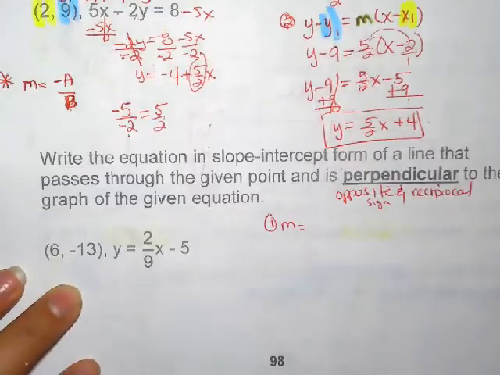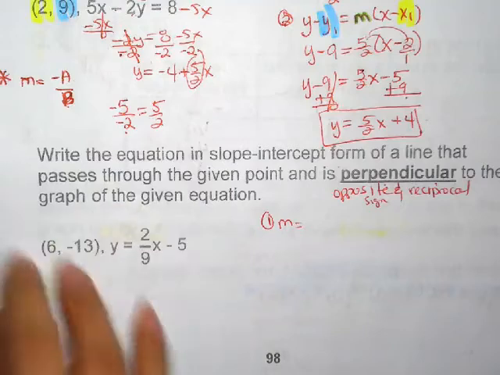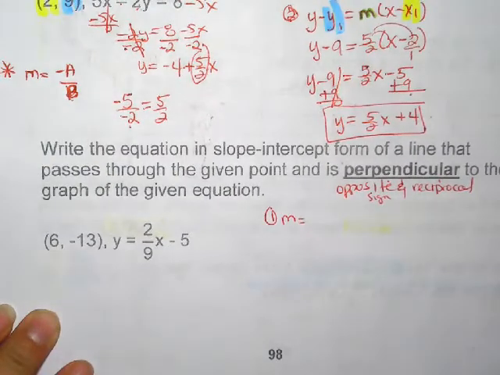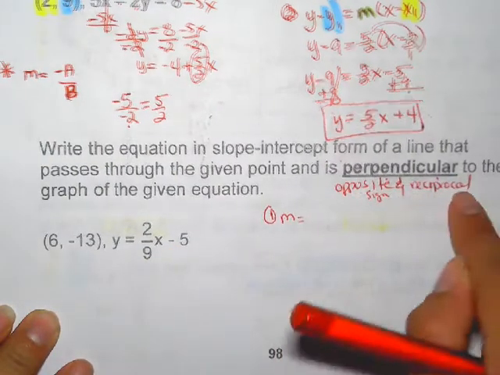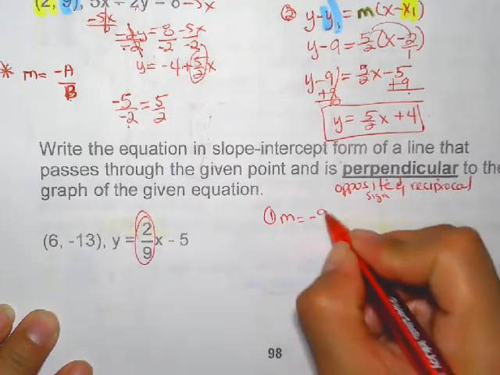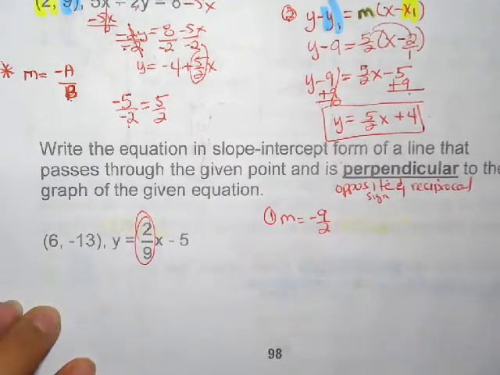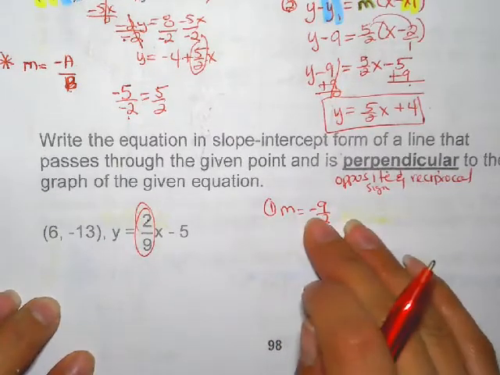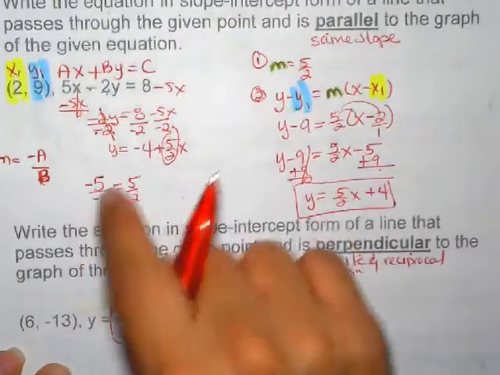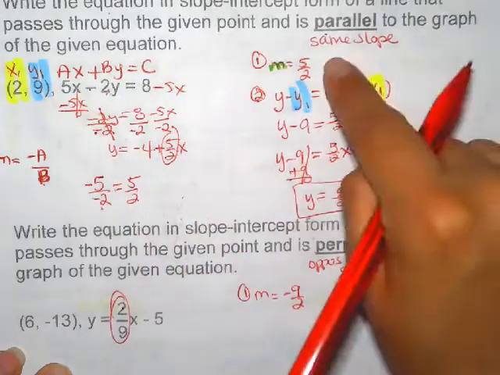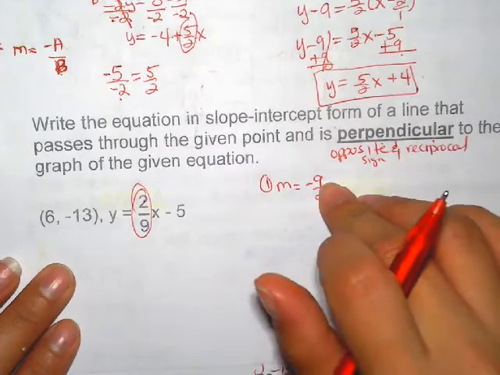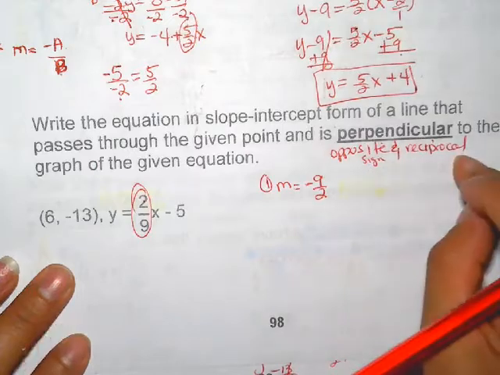Okay? So this one's easy because it's already in slope-intercept form. What is the slope here? 2 over 9. What is the opposite reciprocal slope of 2 over 9? Very good. That's what we need to start with. We need to find the correct slope, negative 9 over 2. Over here, we didn't have to worry about that. As long as we found it, it was the same slope because they were parallel. Here, though, we find it, but we have to switch it to the opposite sign and reciprocal.